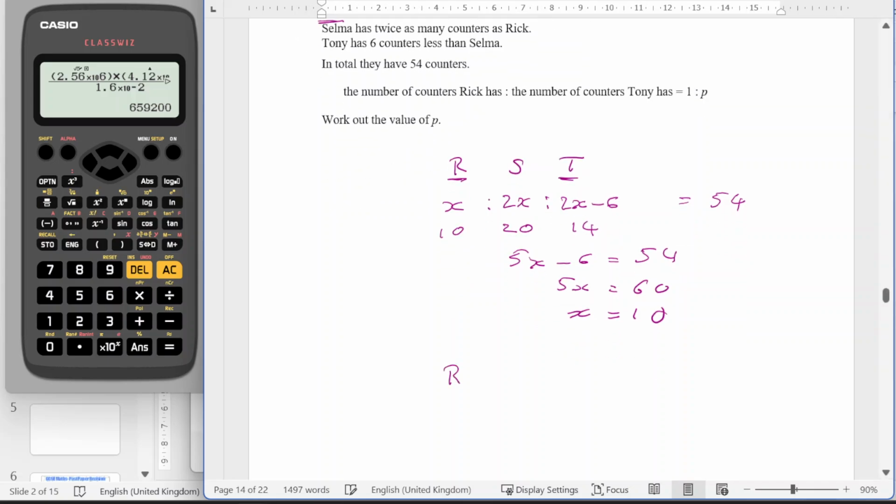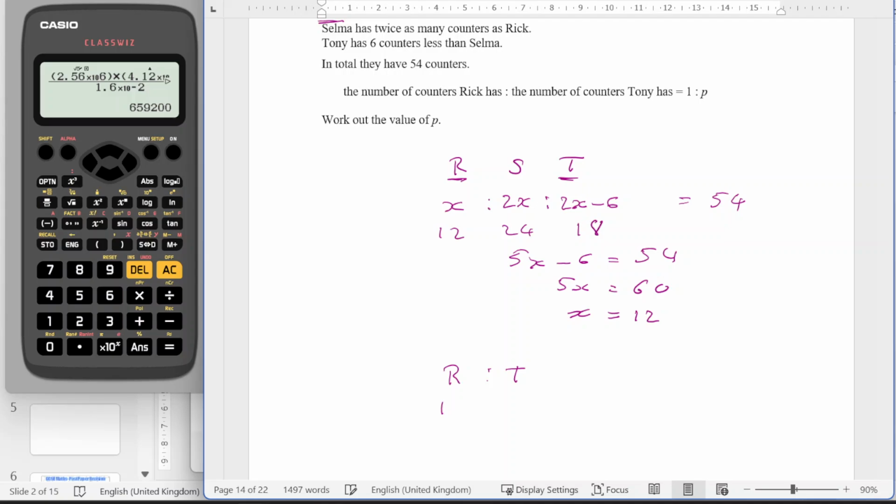So Rick to Tony. So I've just spotted I've made a mistake. Let's just rewind it a little bit. My mistake was here. So 60 divided by 5 is not 10. 60 divided by 5 is 12. So that means the numbers would be 12, 24, and 18.